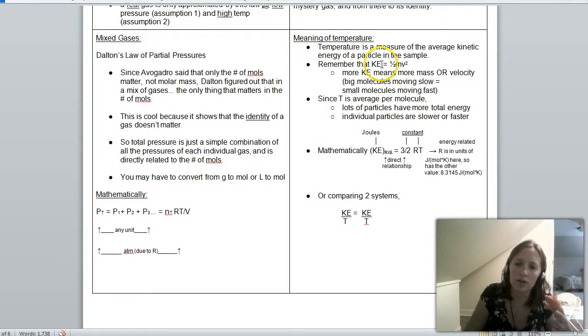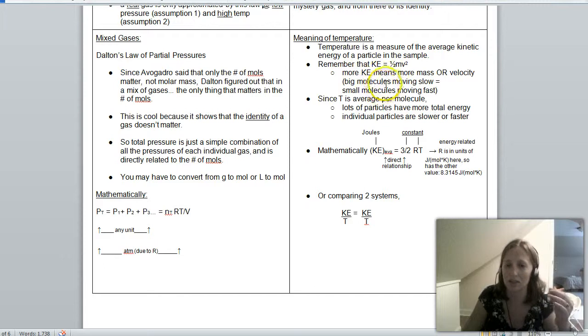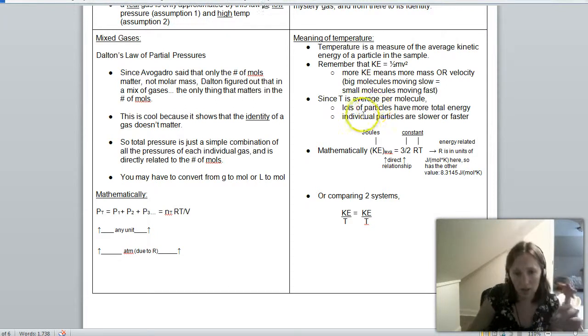What that means is that your energy can be affected by whether you're big or small, or whether you're moving fast or slow. You can have a whole lot of kinetic energy if you are a small molecule, but you're moving really fast. Or you can have a big molecule and you're moving slowly. That could be the same. So it's kind of a balance between mass and velocity as to how much kinetic energy something has. Since temperature is the average per molecule, if you've got a lot of molecules, you have more total energy. But the individual particles can be slower or faster than that average.